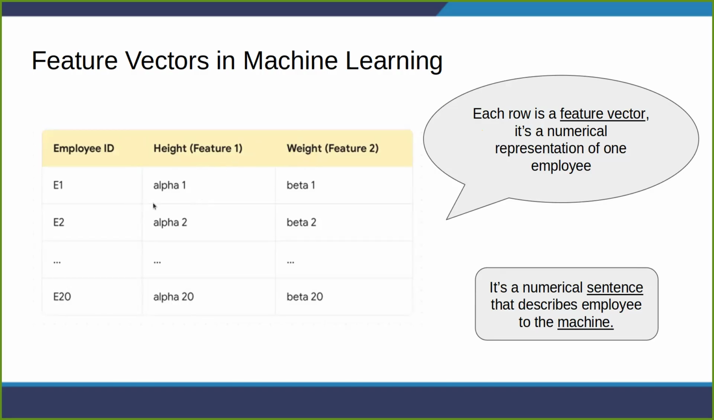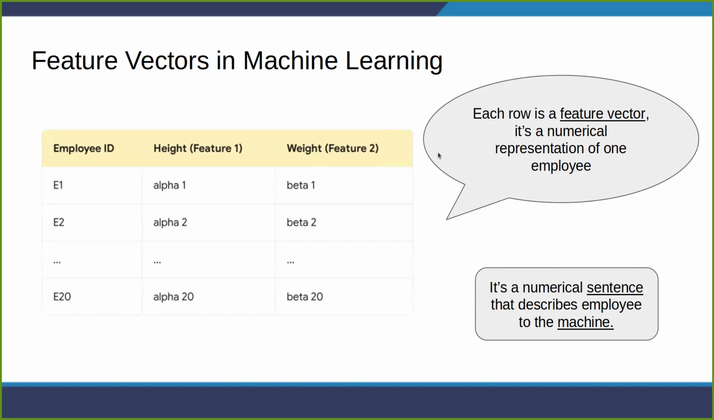So it's a numerical representation that describes the employee to the machine. The machine doesn't say, oh, it's an employee with this height and this weight. It recognizes, this is my employee, this is my space, and these are its features, feature 1, feature 2. These are feature vectors, and they are very helpful to recognize what exactly we are looking for in the data. So this was the end of the first lecture.